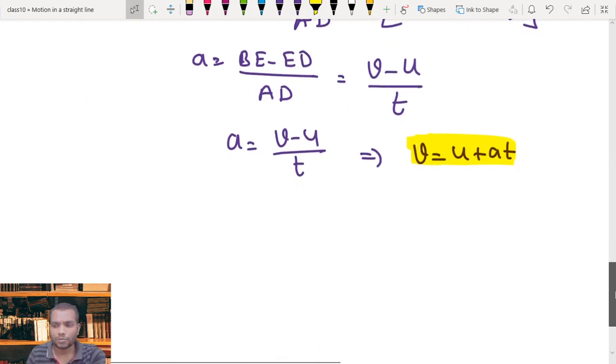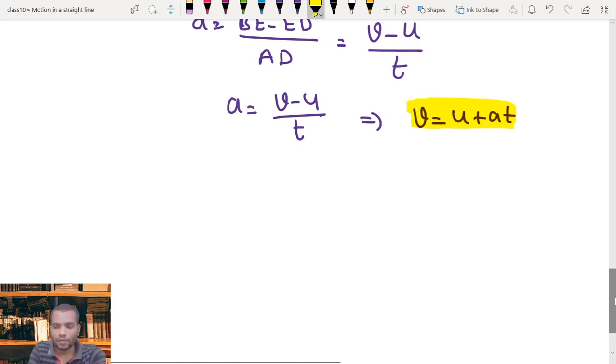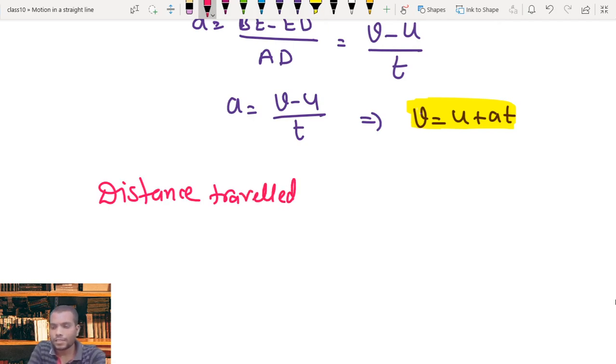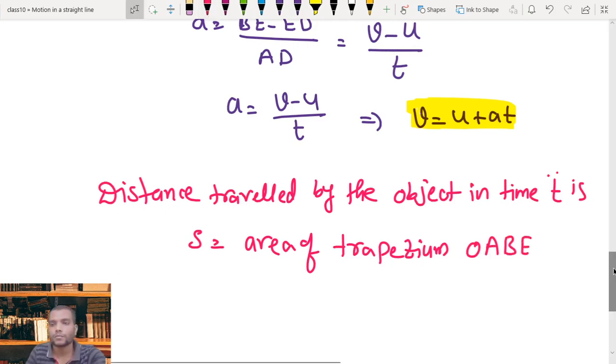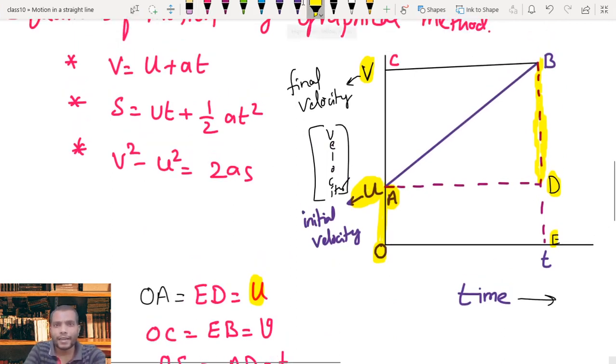Now, for the second equation of motion, we calculate the area. The distance traveled by the object in time t is s equal to the area of trapezium OABE. If you find the area of this trapezium, there are two shapes in it, and one of them is triangle ADE.